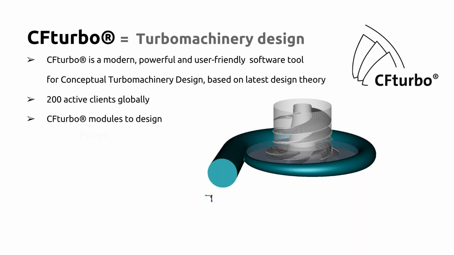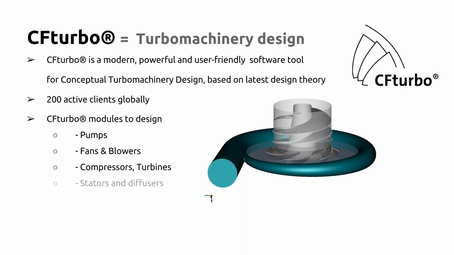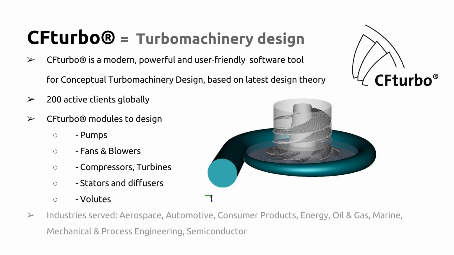CFturbo is organized in different modules, so you can choose from pump modules, fans and blower modules, compressor and turbine modules, and of course stators and diffusers, and stators can also be vaned. And of course, because CFturbo is a design package also for radial machines, volutes can be designed with CFturbo. Here are the industries that are served, and amongst them are aerospace, automotive, consumer products, energy, oil, gas, marine, mechanical, and process engineering, plus semiconductor industry.